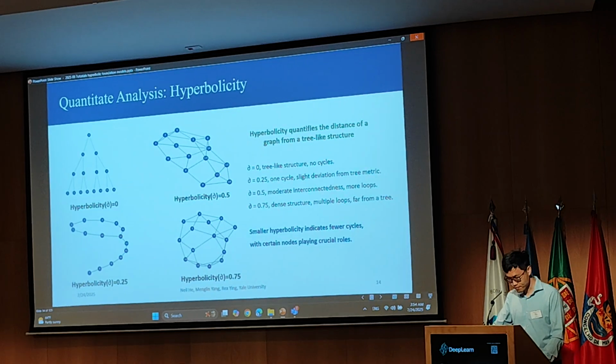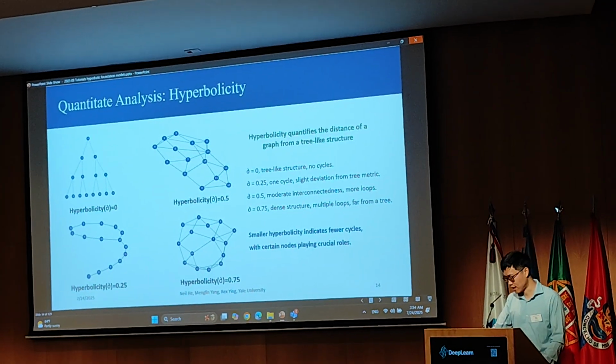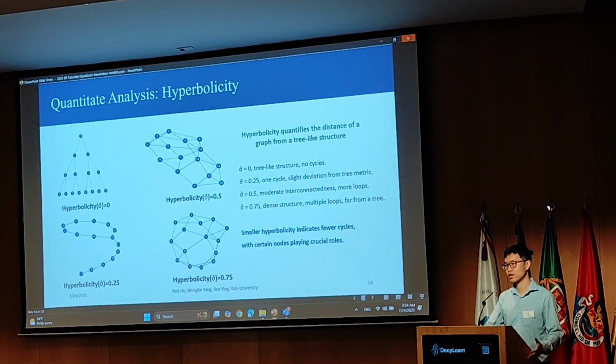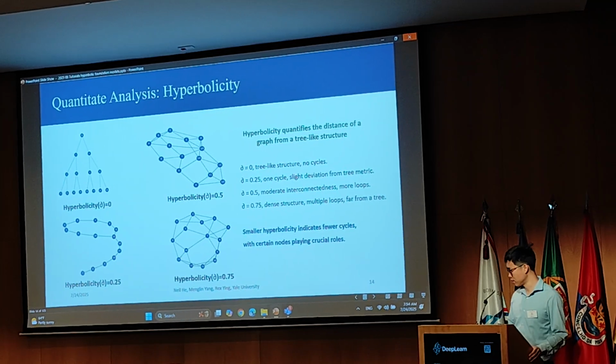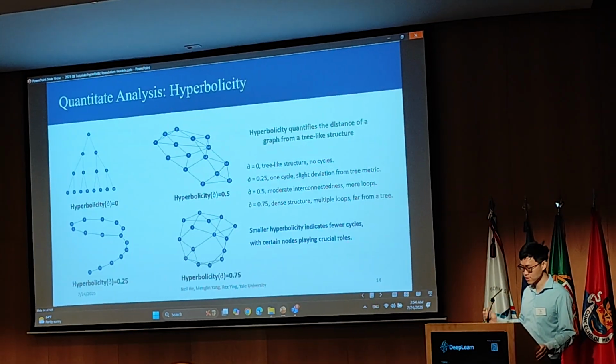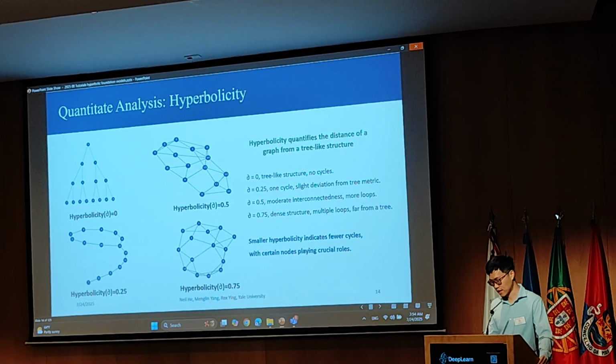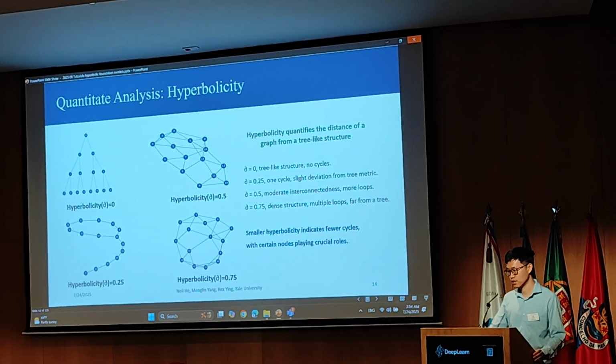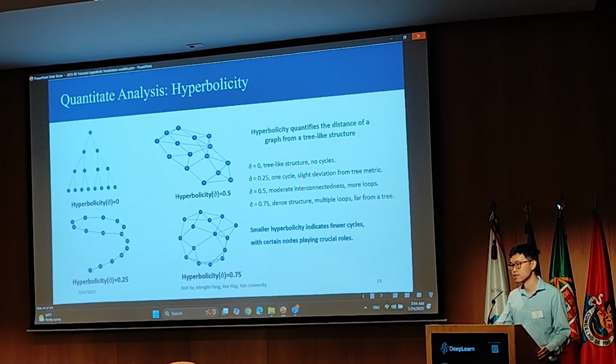Okay. So in order to analyze what the underlying structure of the tokens is, firstly we resort to statistics or plots, as we mentioned, and the second tool that we use is a metric called hyperbolicity.